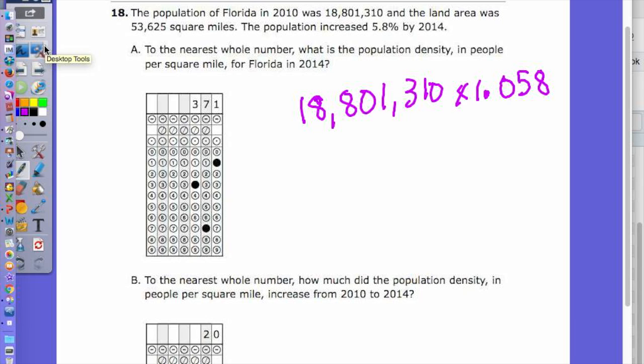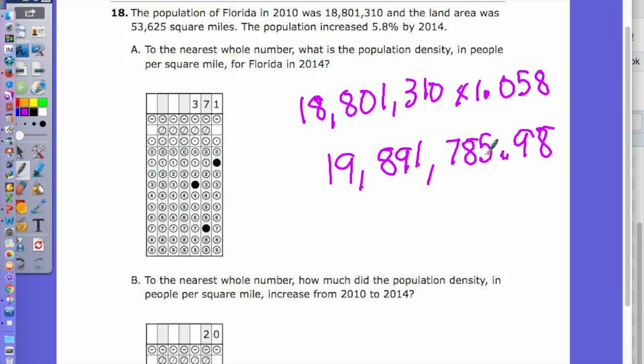Okay, so I'm going to do 18,801,310. Oh, this calculator's bad. 18,801,310 times 1.058 is 19,891,785.98 people. Okay? What is people per square mile?